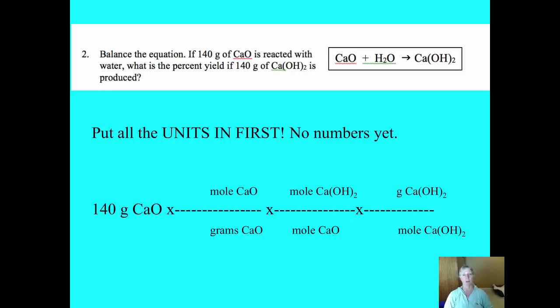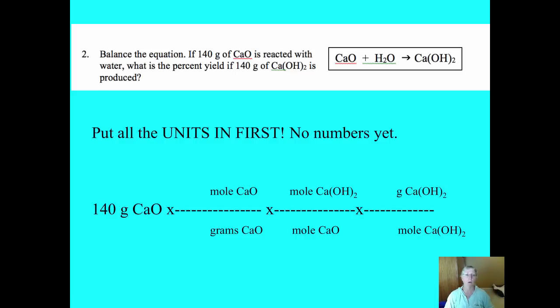I like this equation because this makes it easy. It's 1 to 1. 1 calcium oxide makes 1 calcium hydroxide. And notice that the first conversion factor is the molar mass of calcium oxide, and the third conversion factor on the far right is the molar mass of calcium hydroxide. Remember, if you get confused, is it moles on top and grams on the bottom?